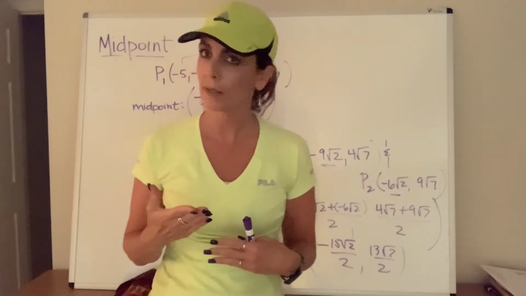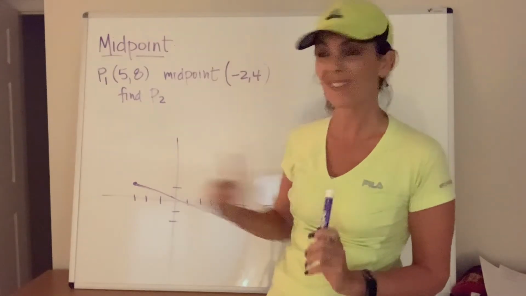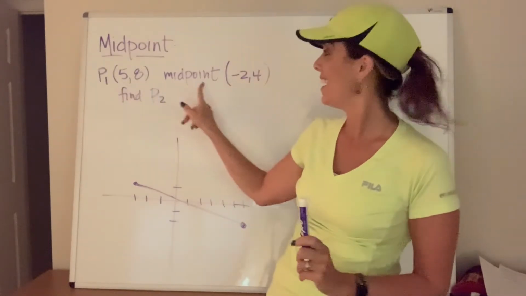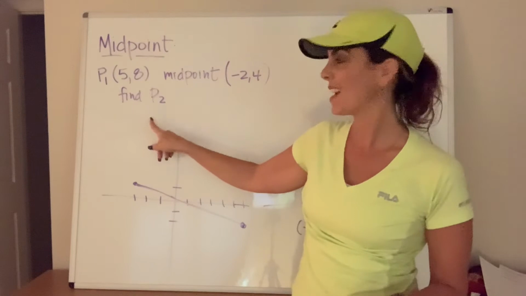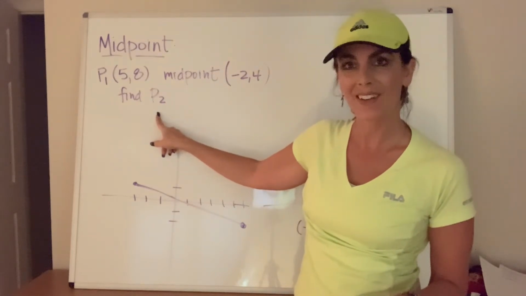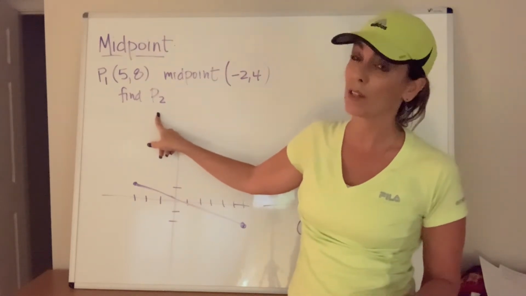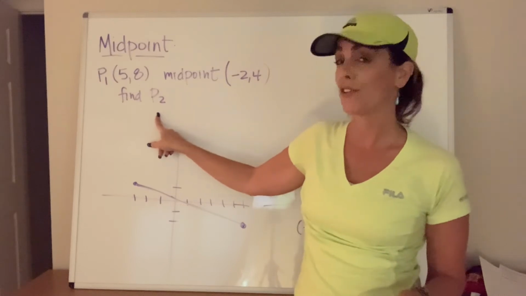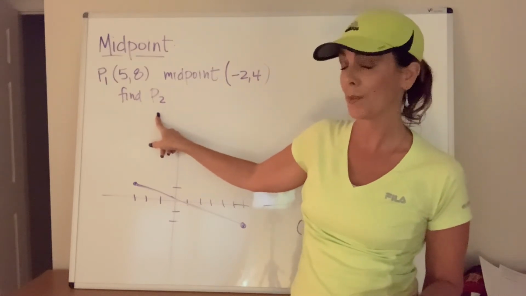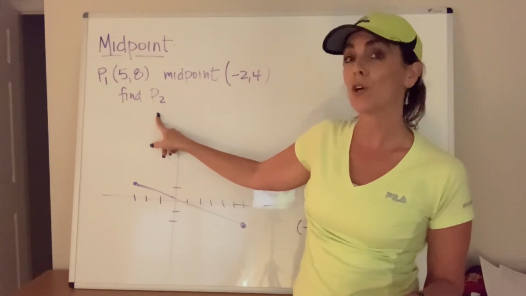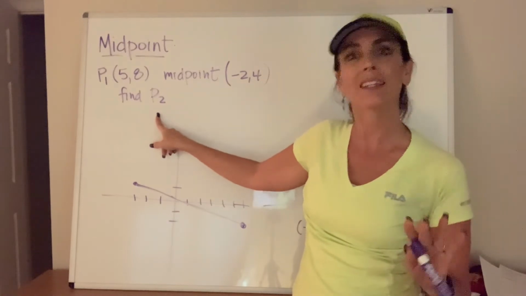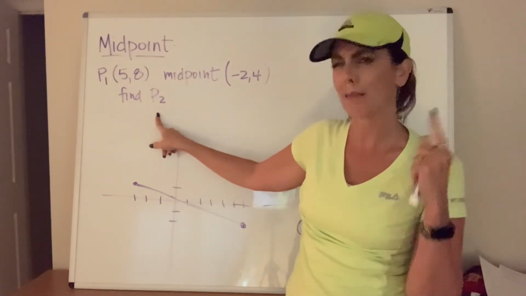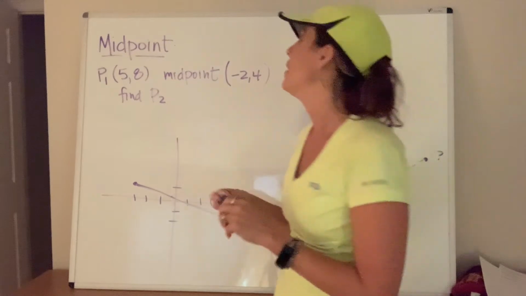Let's look at a couple more examples. This time I'm given one of my endpoints and a midpoint, and I want to find my second endpoint. We've got to use a little bit of logic here. There's a couple of different ways to do this. I'm going to show you the algebraic way first, and then I'm going to show you how to do it logically.